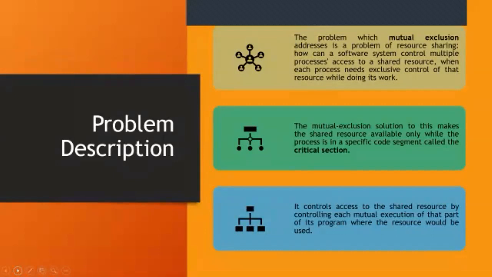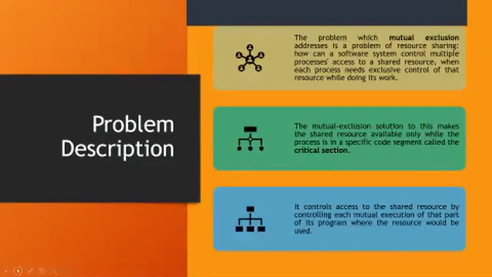Problem description. The problem with mutual exclusion addresses a problem of resource sharing. How can a software system control multiple process access to a shared resource when each process needs exclusive control of that resource while doing its work? It means each and every process wants exclusive control of the resource while doing work.